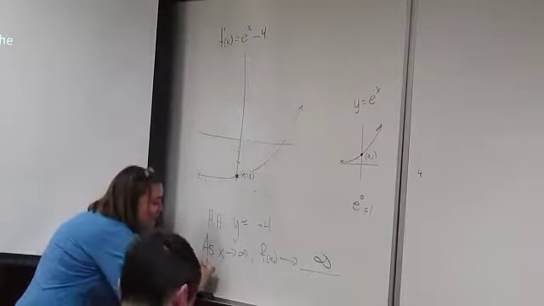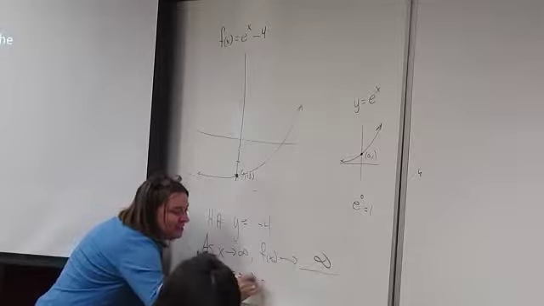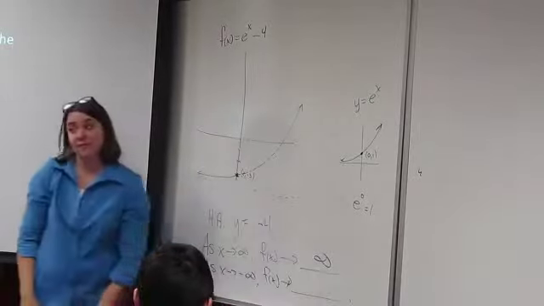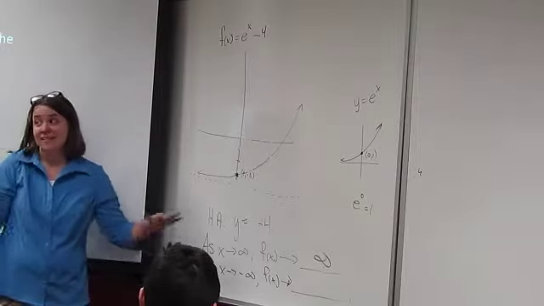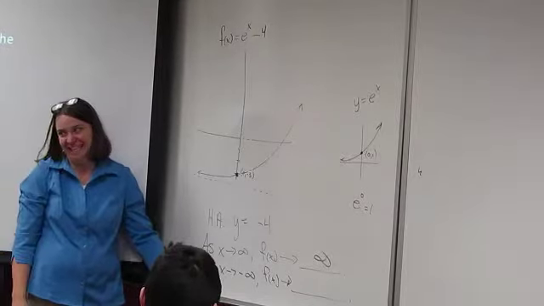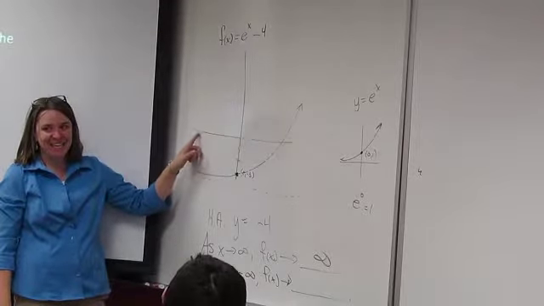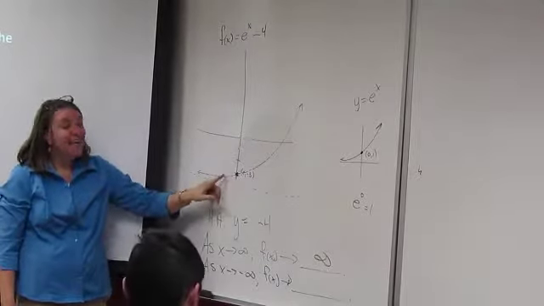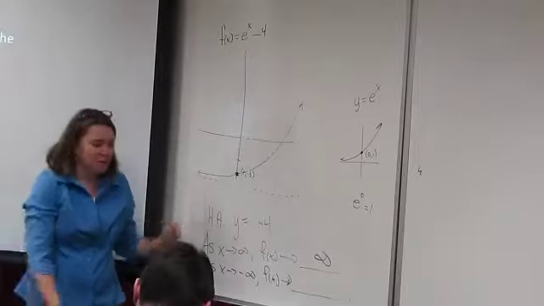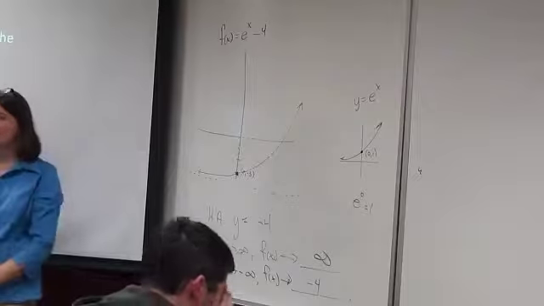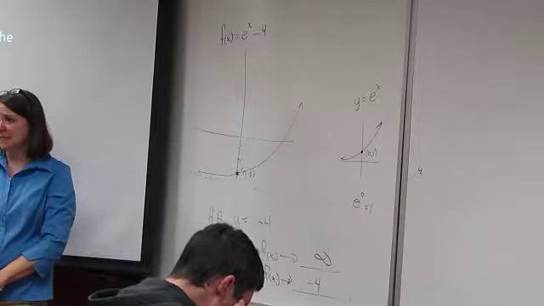However, in the other direction, f of x is bounded. Complete the statement. As x goes to negative infinity, yeah, the outputs get closer and closer to negative 4. In this case, they don't reach it, but in other cases, they do.